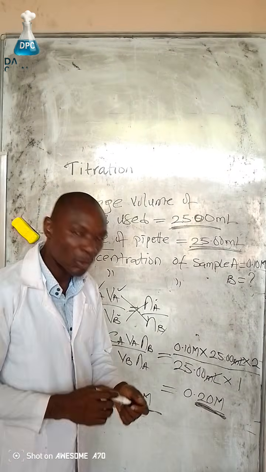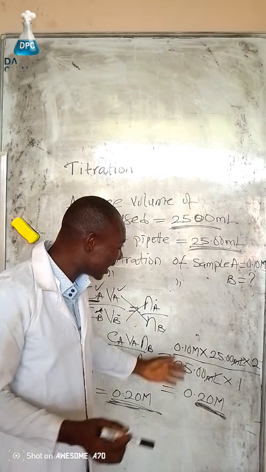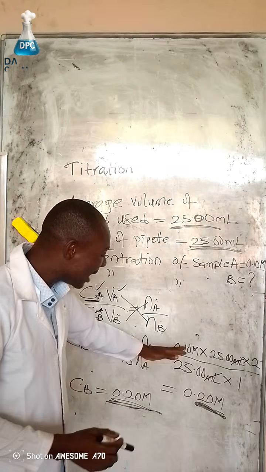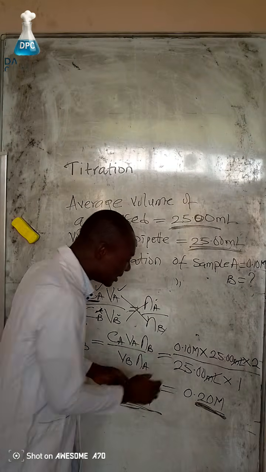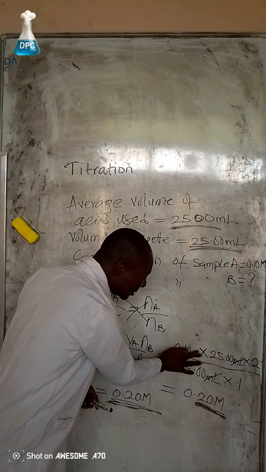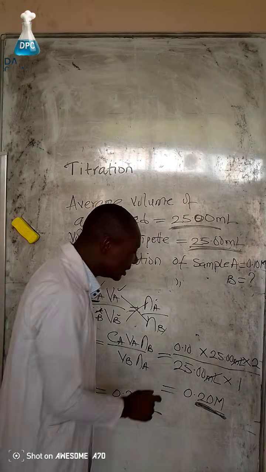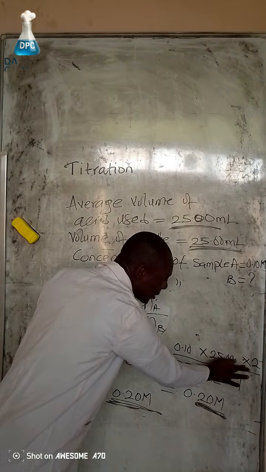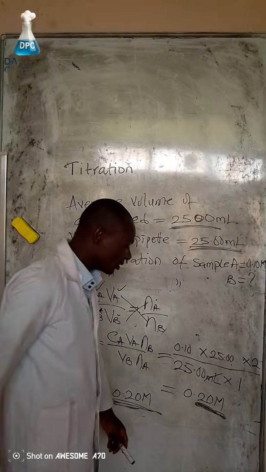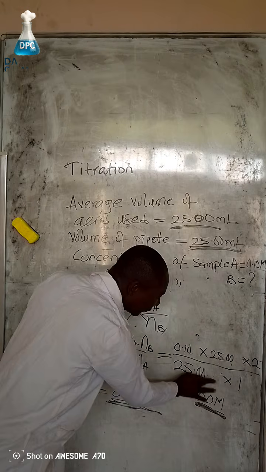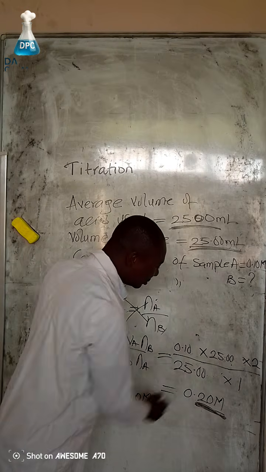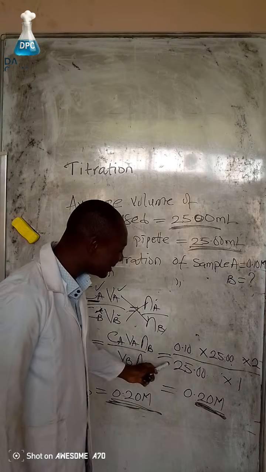Now, some students don't carry the unit along. They will just be writing values. Like here, they will not write the unit of the concentration. They are not going to write the unit of the volume there. They don't write the unit of volume here. They just do multiplying and dividing values.